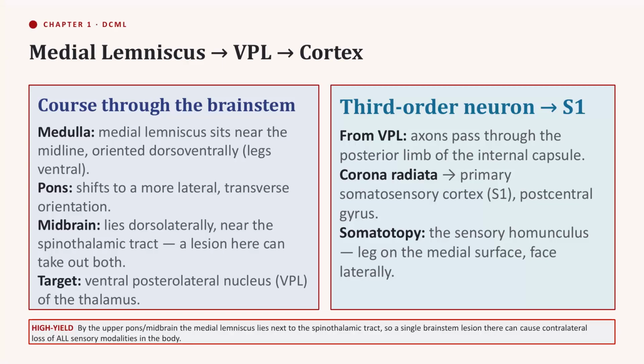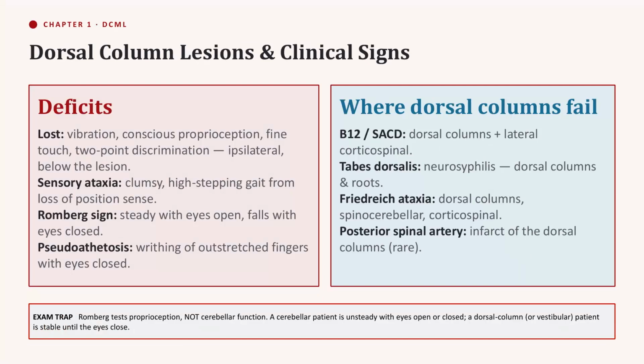Now we cache the anatomy in at the bedside. This is the slide that turns the pathway into a patient. Start on the left, the deficits, and notice they're all predictable from what the dorsal columns carry. Lost, vibration, conscious proprioception, fine touch, and two-point discrimination, ipsilateral and below the lesion, because in the cord we haven't crossed yet. From that proprioceptive loss come the signs.